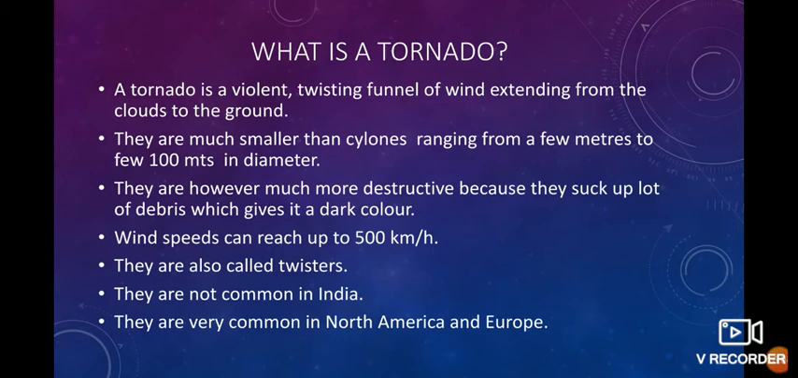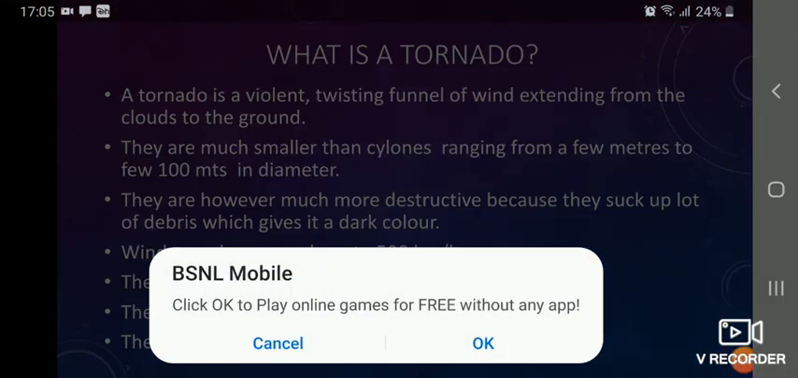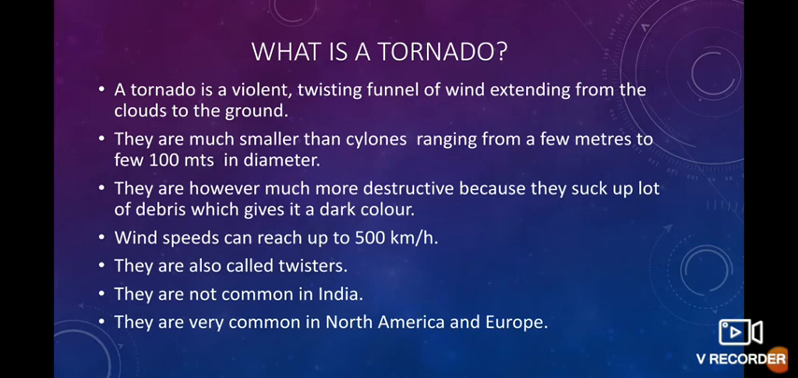Why? Because the speed of a tornado can reach up to 500 kilometers per hour. I told you the maximum speed recorded by a cyclone has been up to 250 to 300. But a tornado can reach a speed of 500 kilometers per hour. This makes them very, very dangerous. This is the reason why they are also called twisters.